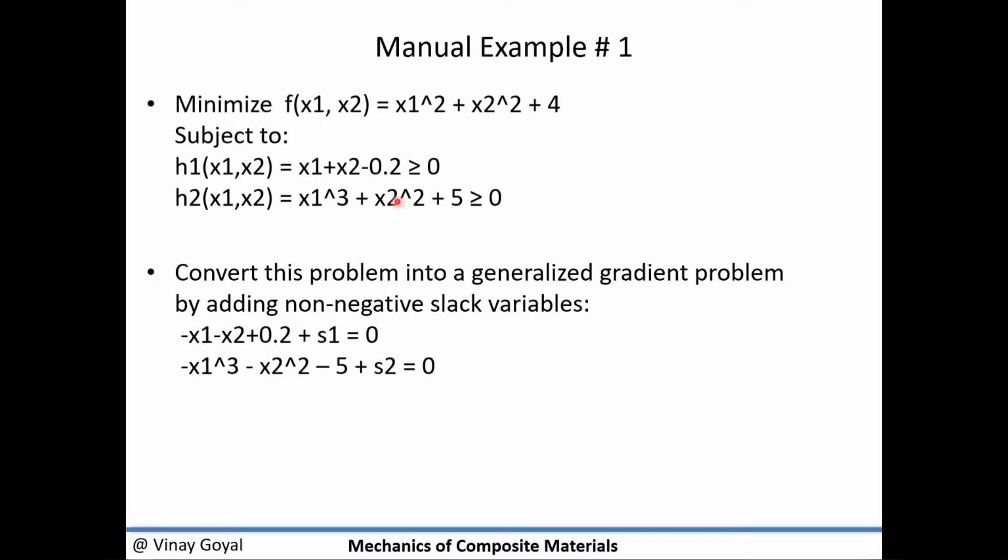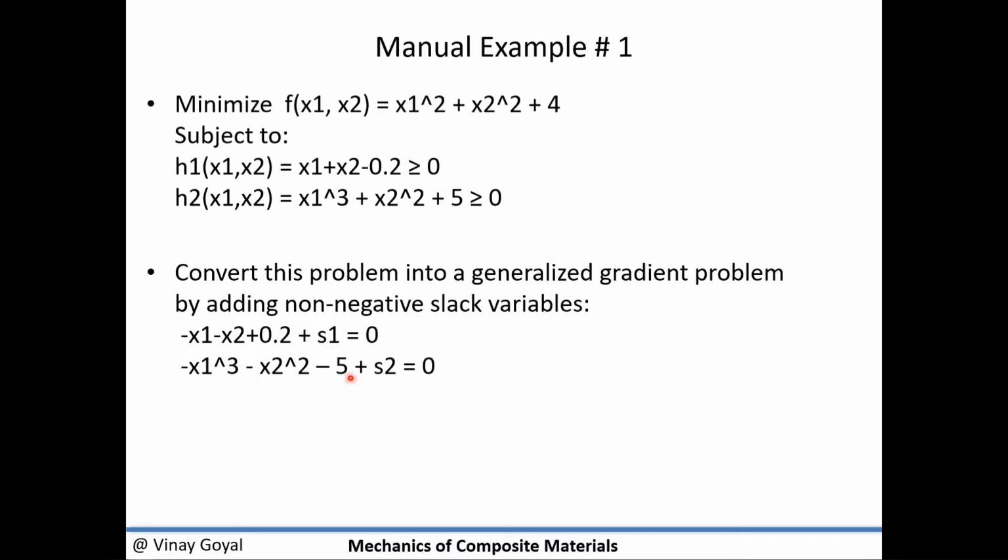So the first step is to convert the problem into a problem where we can apply the generalized gradient. And so I'll add a slack. I'll first multiply by a minus sign and then add slack variables S1 and S2. And S1 and S2 can only be positive values. So now the optimization problem has been turned into minimize this function relative to these two constraint equations.